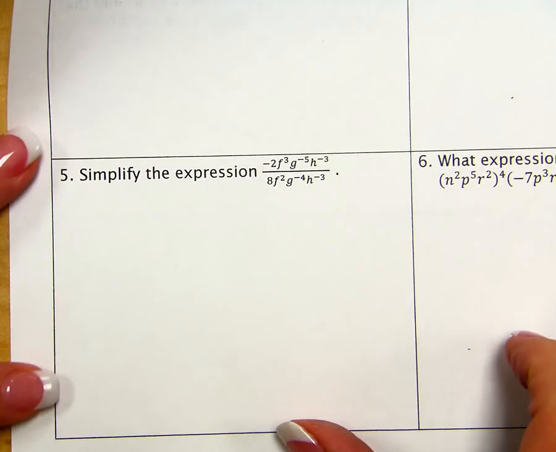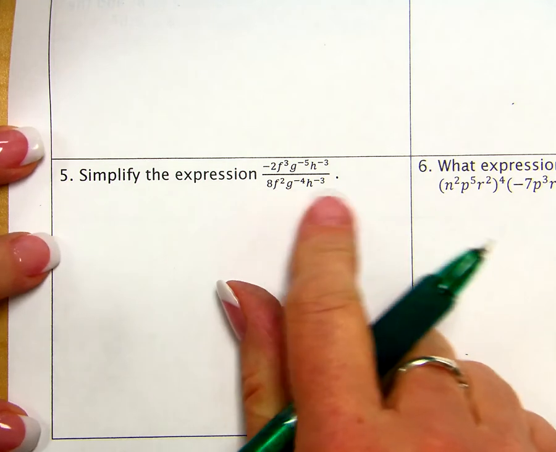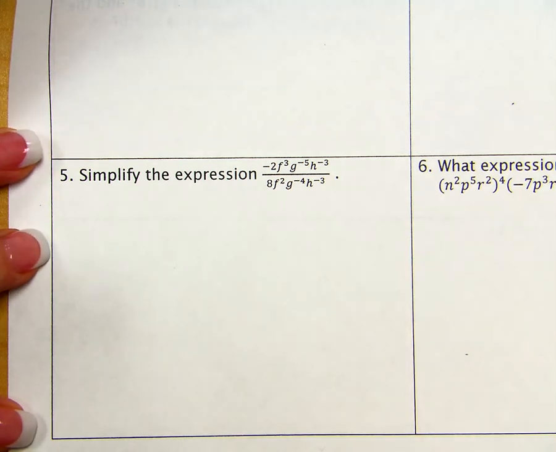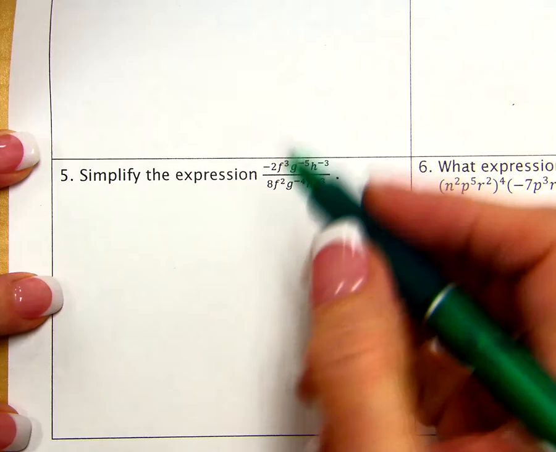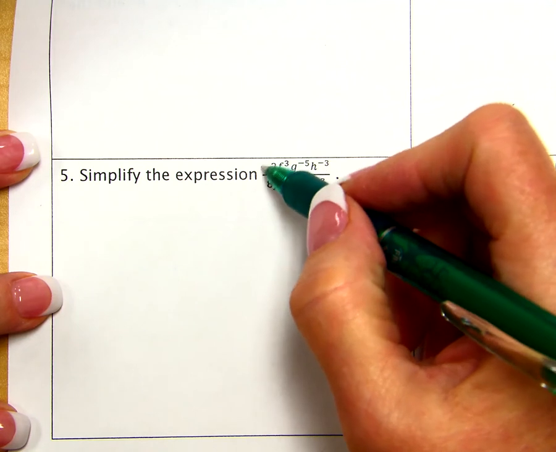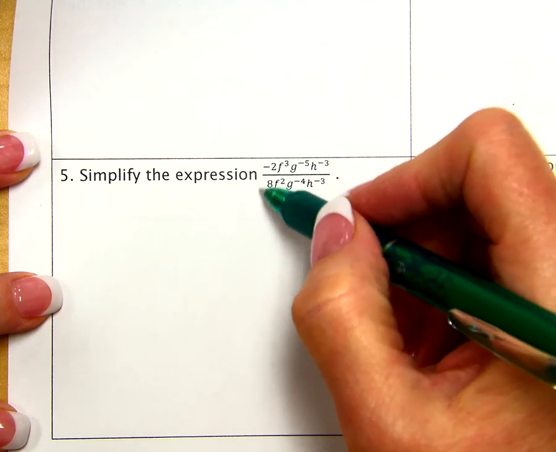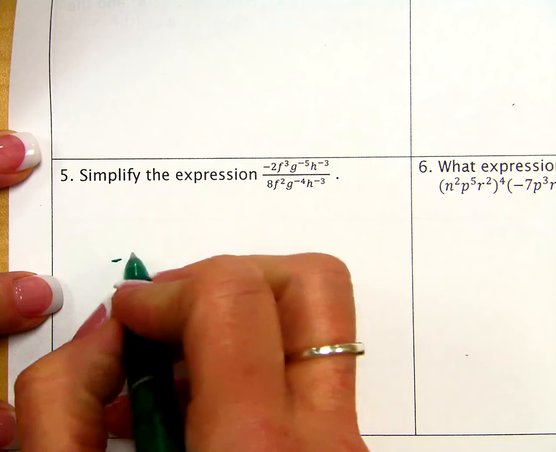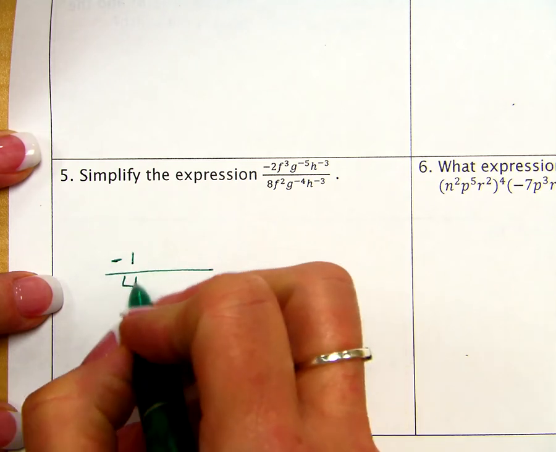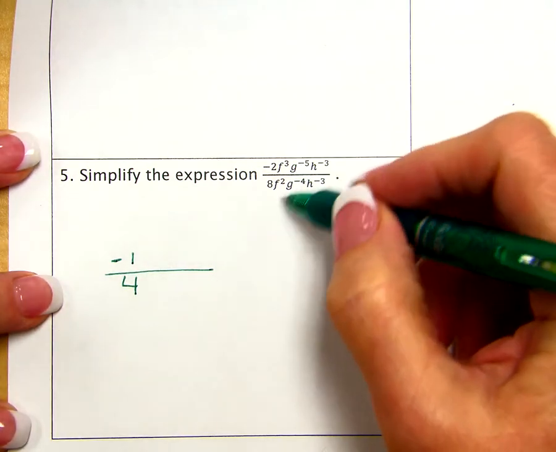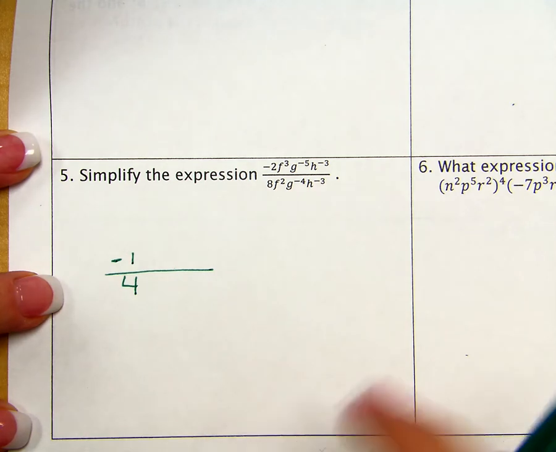Our next problem, problem number 5, we need to simplify this expression, and this is going to take us a little longer. Basically, use your calculator to simplify negative 2 over 8 to be negative 1 over 4. Then we just take each of the pieces and put them where they need to be.